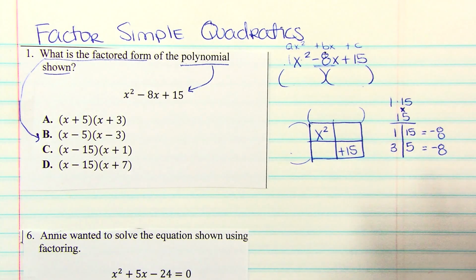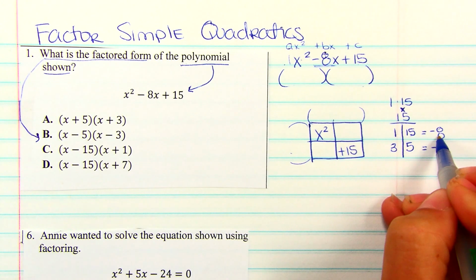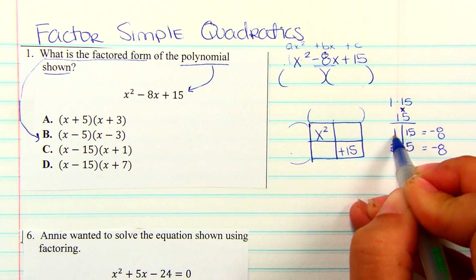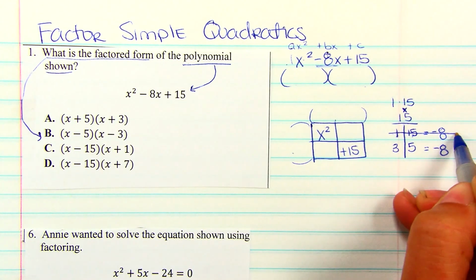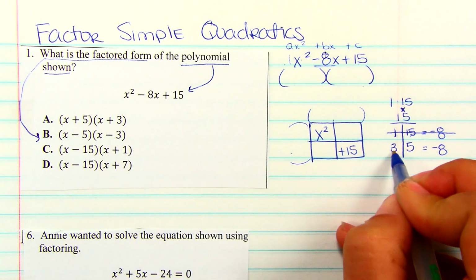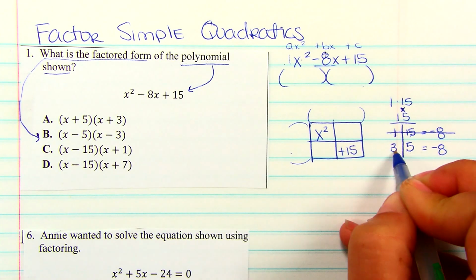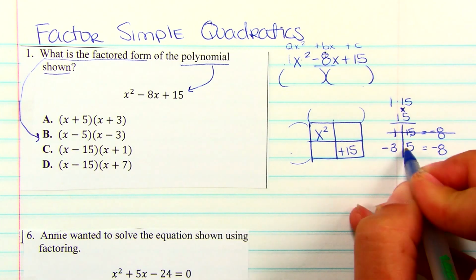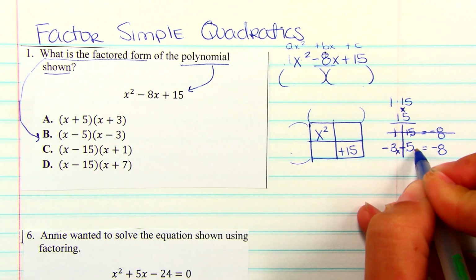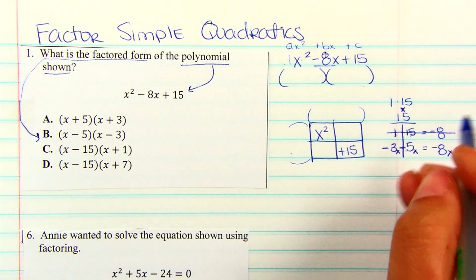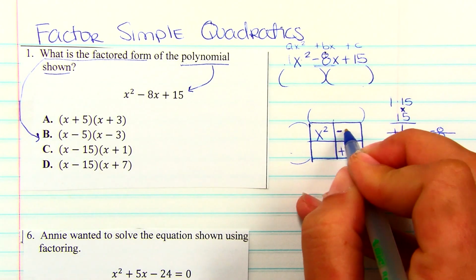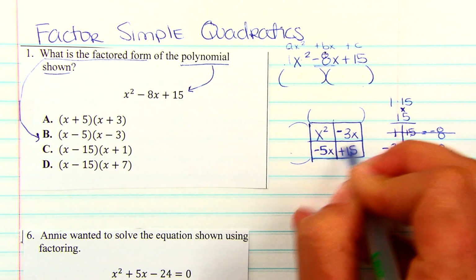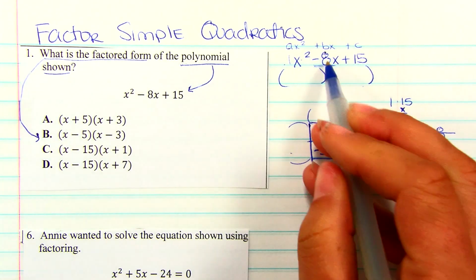So can 1 plus 15 equal a -8? Like 1 plus 15 is 16. 15 minus 1 would be 14, so no. Here, 3 plus 5 is 8, and 5 minus 3 would be 2. So 3 plus 5 is 8, so a -3 minus 5 would give me a -8. So these two things go in either box, because when we multiply these things together, these things would combine to give me the -8.